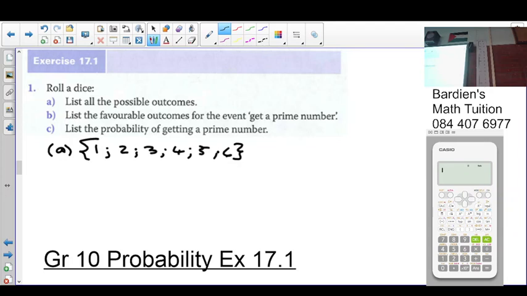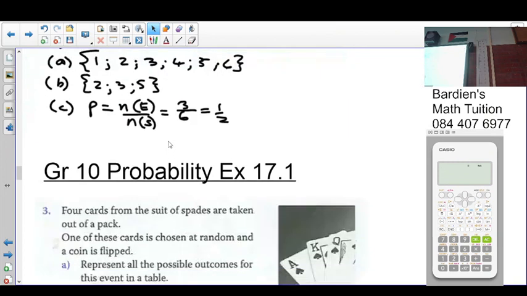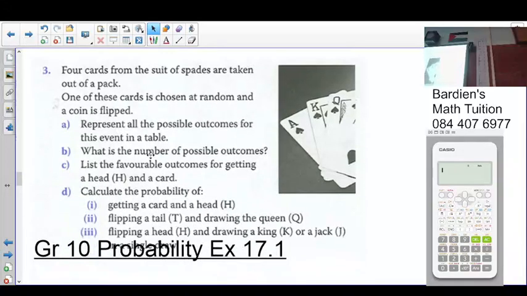B. List the favorable outcomes for an event getting a prime number. 2, 3, and 5. C. List the probability of getting a prime number. It shouldn't be list, it should be calculate the probability. The probability will be the number of favorable outcomes over the number of possible outcomes. So favorable is 3 out of 6. We all agree with that. It's fairly simple, right? Let's go with number 3.